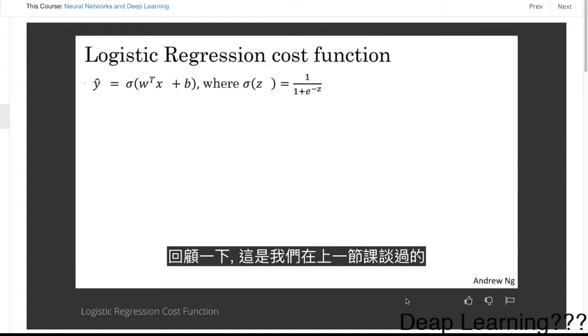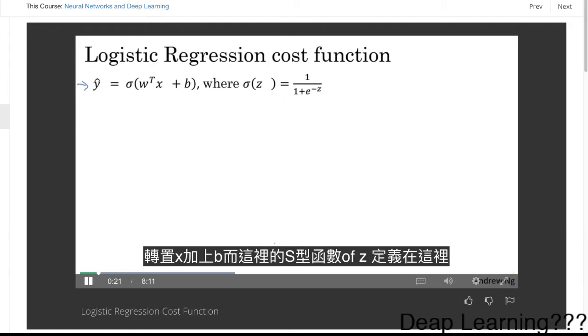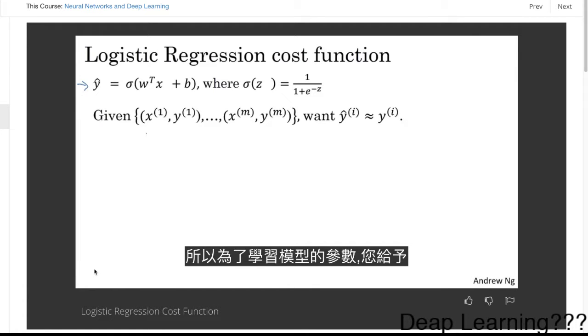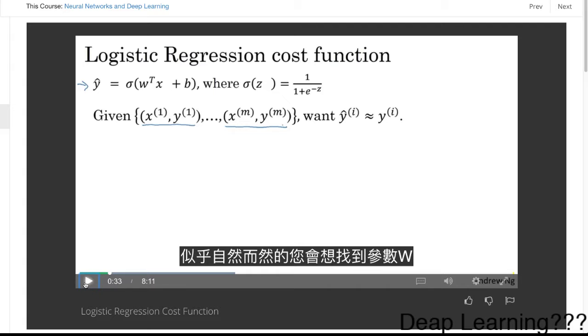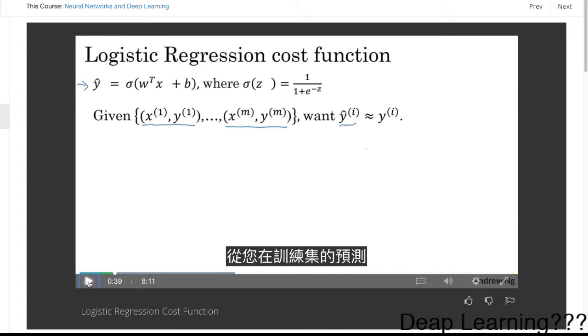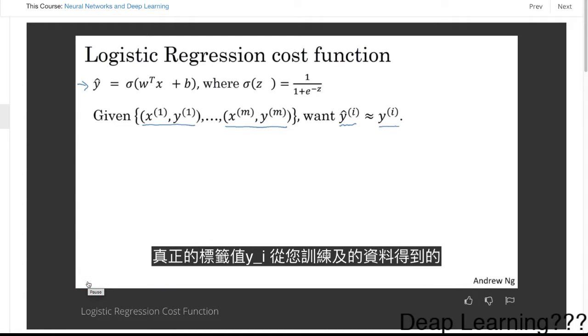To recap, this is what we had defined from the previous slide. Your output y hat is sigmoid of w transpose x plus b, where sigmoid of z is as defined here. To learn parameters for your model, you're given a training set of m training examples, and it seems natural that you want to find parameters w and b so that at least on the training set, the predictions, which I'm going to write as y hat i, will be close to the ground truth labels yi that you got in the training set.